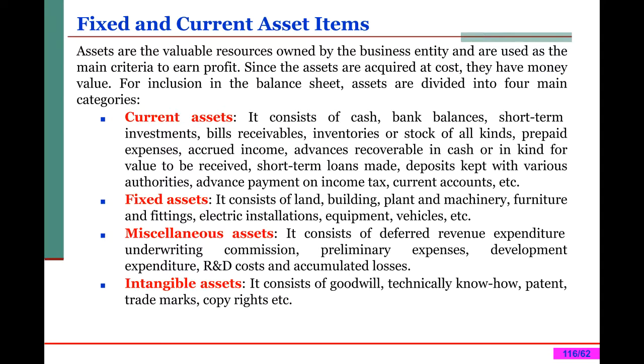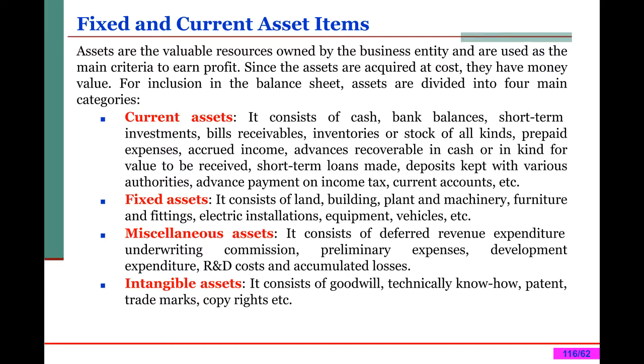Fixed and current asset items. Assets are the valuable resources owned by the business entity and are used as the main criteria to earn profit. Since the assets are acquired at cost, they have money value. For inclusion in the balance sheet, assets are divided into four main categories.